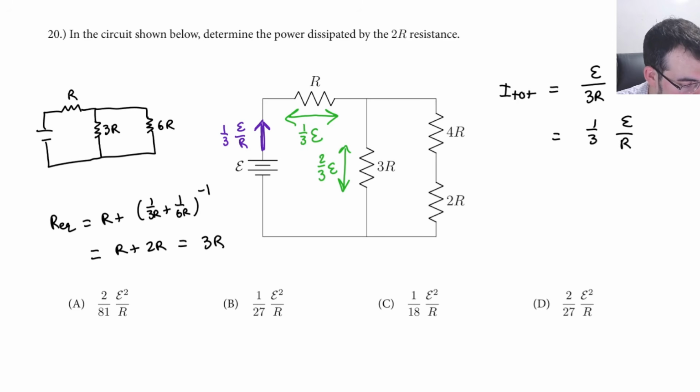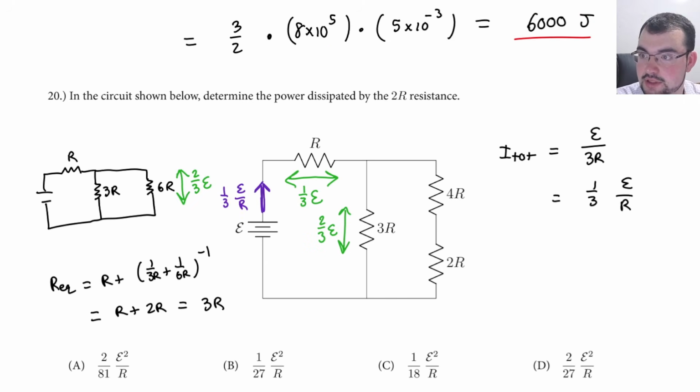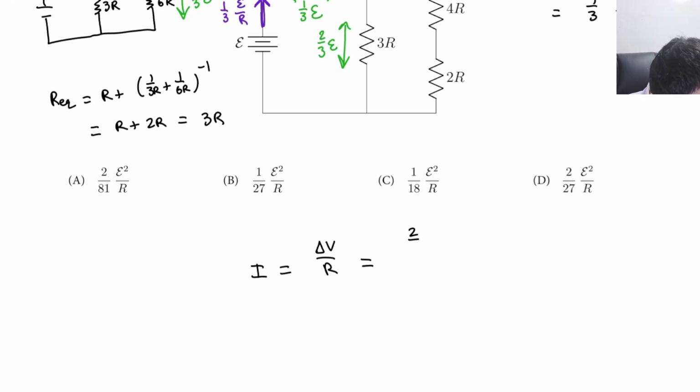You know what? Let's actually not do it this way. Let's go back to this sort of intermediate circuit, because if we want to find the power dissipated by the 2R resistance, which is in this sort of branch, we can do it just by finding the current through this branch, because we know the current will be the same via the series rule. So we know that the current is just equal to delta V over R. So for this sort of 6R branch, we're dropping 2/3 of the battery voltage, and the resistance down that branch is 6R. So we get 2/18, which is 1/9.